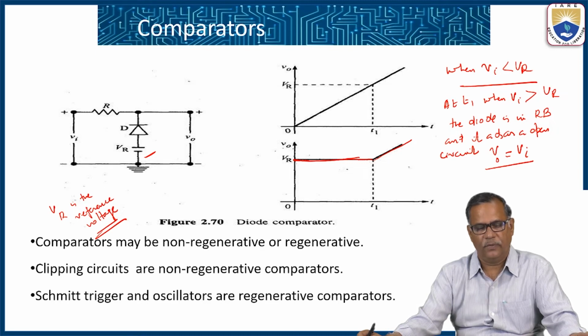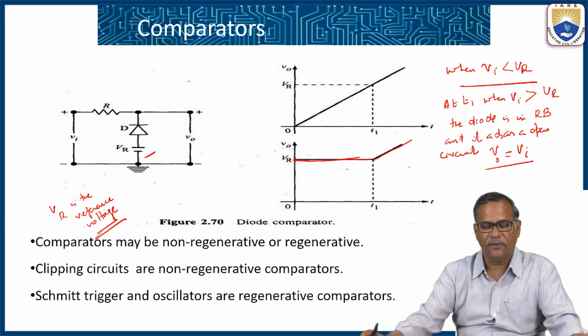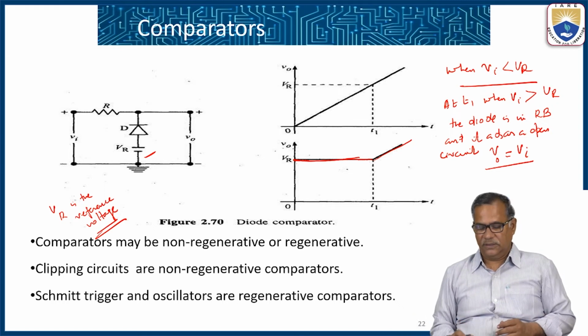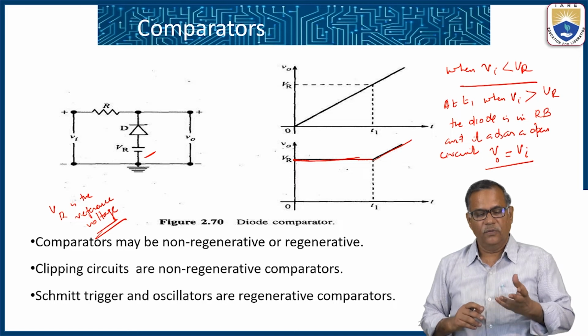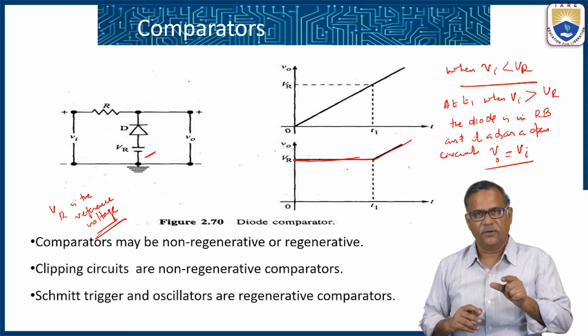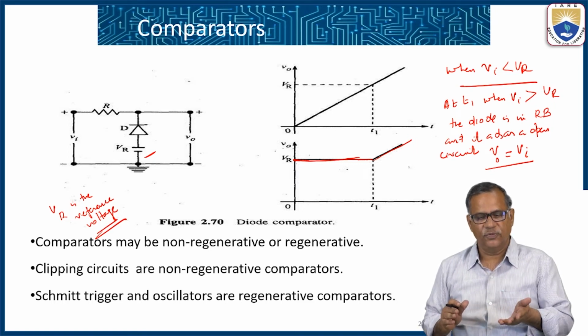And comparators can be non-regenerative or regenerative. Clipping circuits are of course non-regenerative comparators, and Schmitt trigger and oscillators are regenerative comparators. So this is the comparator circuit which we have made using the diode. The comparator circuit contains simply a diode and a reference voltage.